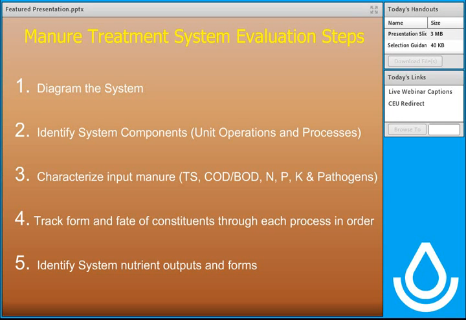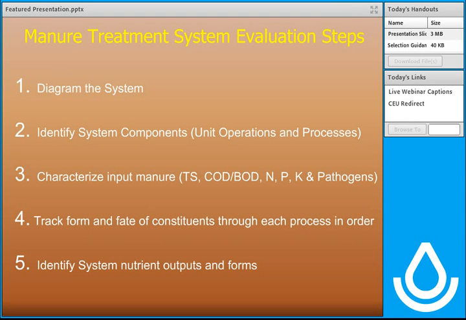These are the steps that we'll be looking at when doing manure management treatment system evaluations. It is a 5-step process. In the following slides, we're going to explain each of these steps.